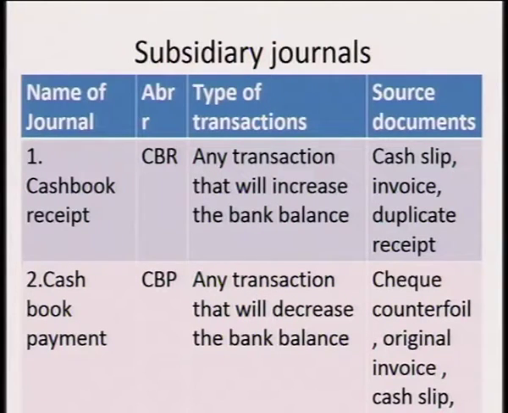And we've got subsidiary journals. These are the books of first entry in which we record our transactions, as we're talking about bookkeeping. So the subsidiary journals are the ones in which transactions are being recorded. We have got the cash book receipt, the cash book payment, the debtors return journal, the creditors return journal, the debtors journal, and the creditors journal, as well as our general journal.